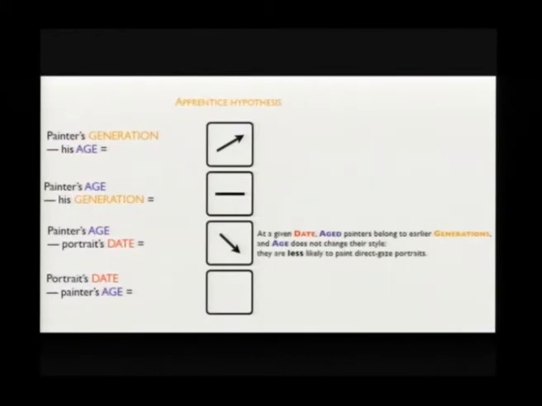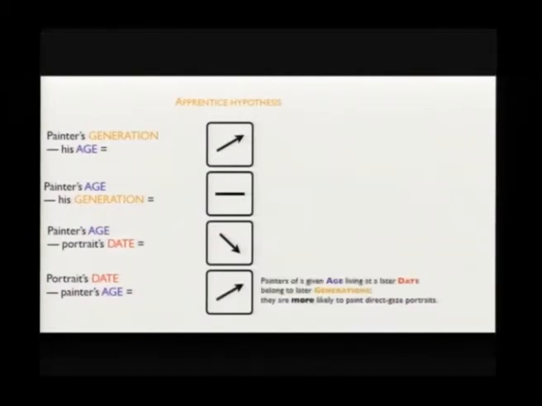We also predict that at a given date, older painters belong to earlier generations, of course, and age does not change their styles by virtue of the hypothesis, so they are less likely to paint direct gaze portraits. If you take a synchronic view of the population and you take the older painters, they should reflect the state of the art when they were 20, 30, when they learned how to paint. And lastly, painters of a given age living at a later date belong to later generations, so they are more likely to paint direct gaze portraits.